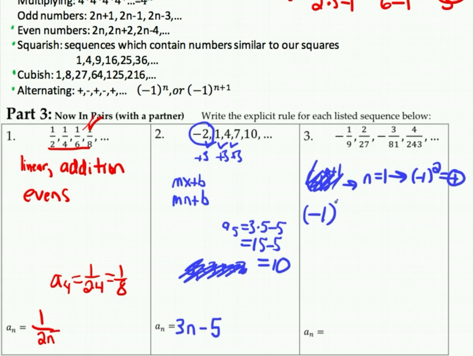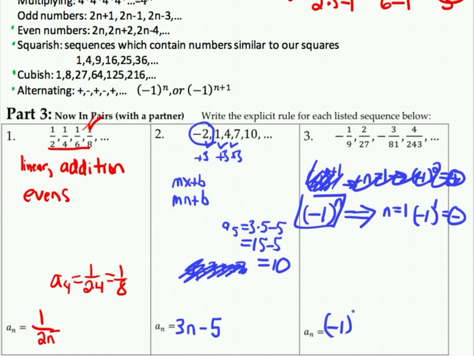Negative 1 to the n power. Let's get rid of all this stuff. So negative 1 to the n power, if we put in n equals 1 on that guy, then it's going to be negative 1 to the 1 power, which is negative, like it's supposed to be. So I think this guy is what we want to go with. So we know we're going to have a negative 1 to the n in there.